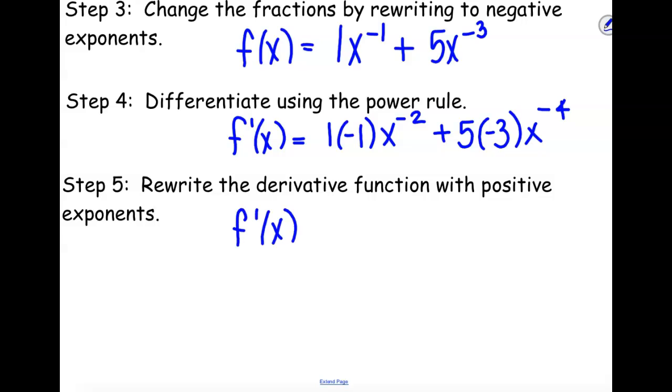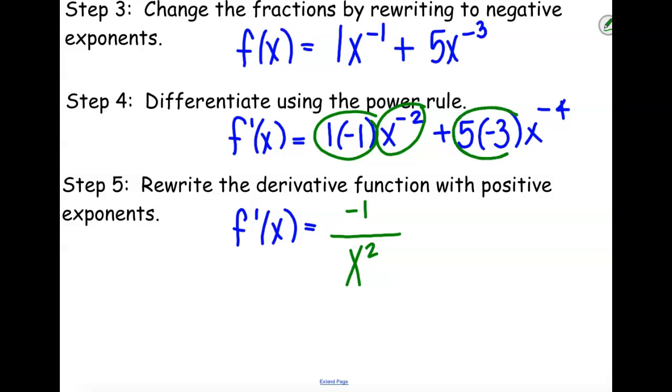So derivative function: 1 times negative 1 is negative 1, divided by x to the negative 2 power can now flip down to the bottom as a positive power. 5 times negative 3 is negative 15 over x to the negative 4 power, which now flips down to the bottom as a positive x to the 4th power. Now I'm just going to change one thing. This is a plus and a minus, that will just change to a minus. So there's your derivative function.